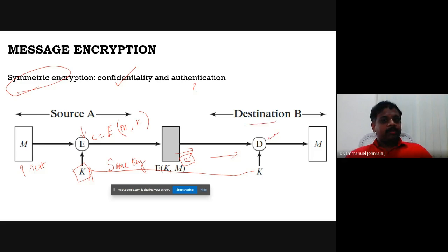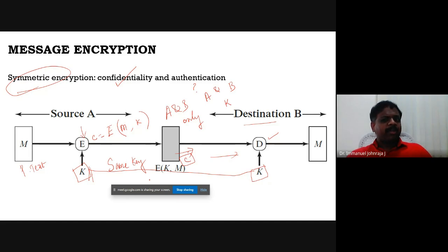Are we able to achieve authentication? Yes. Slowly we are getting into the logic. How do we achieve authentication here? Because the key is shared between A and B only. The message is exchanged between A and B, and the key is already shared between A and B only. What does it mean? In this world of communication, only A and B know the value called K, the key which is exchanged.